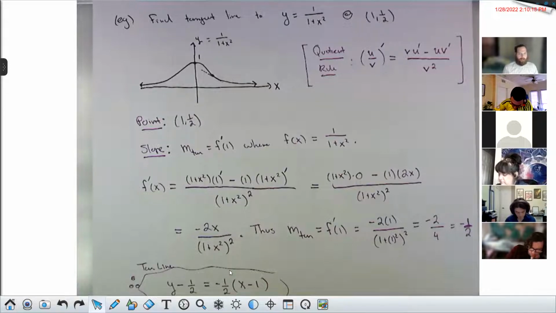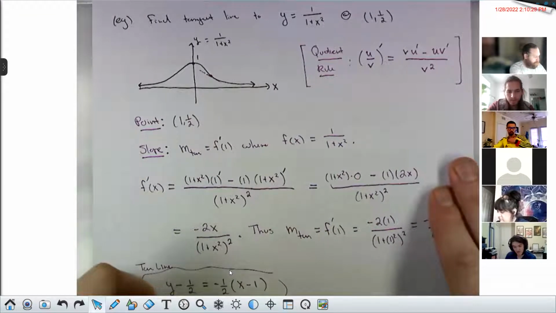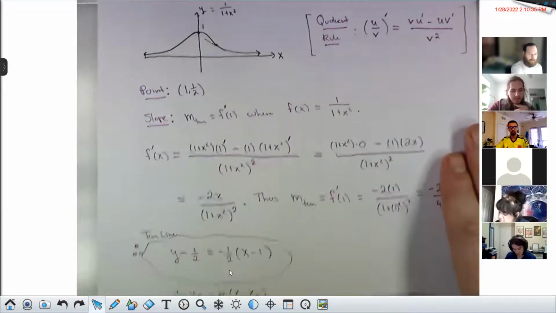Not bad. Not bad at all. Wouldn't it be y minus or y plus 1/2? No, the point slope formula, remember, is y minus y0 equals m times x minus x0. Oh, you're right. Sorry. That's all right.